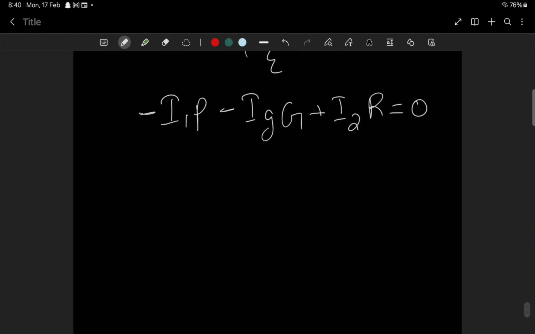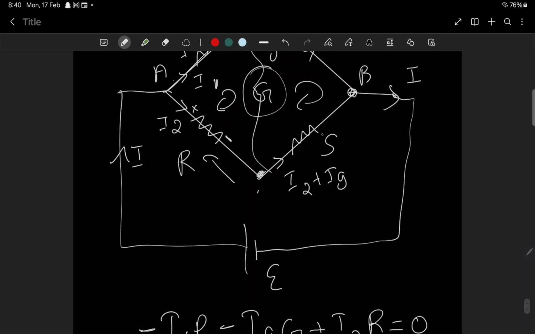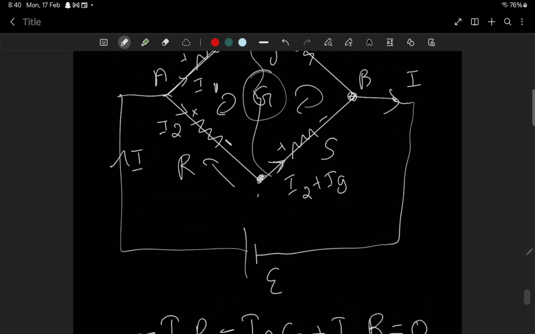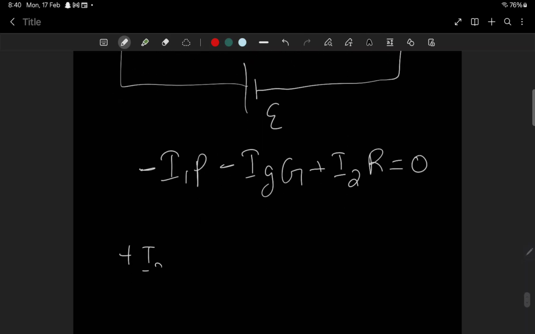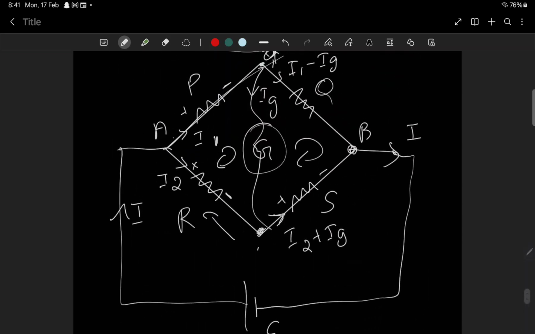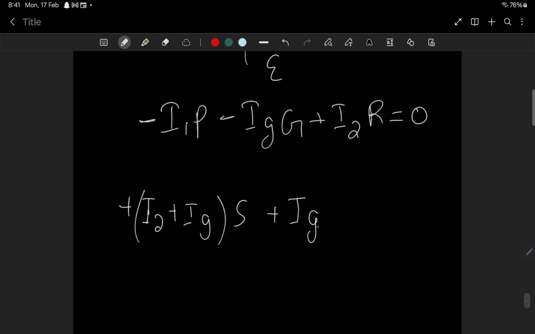Now for the second loop, I am starting from B and I will come back to B like this, a triangle. I am going through this S. I am walking opposite to the current, so it's an increase. So plus (I2 plus Ig) into S. Now I am going from the bottom of this galvanometer to the top, I am walking against the galvanometer current. So plus Ig into G.